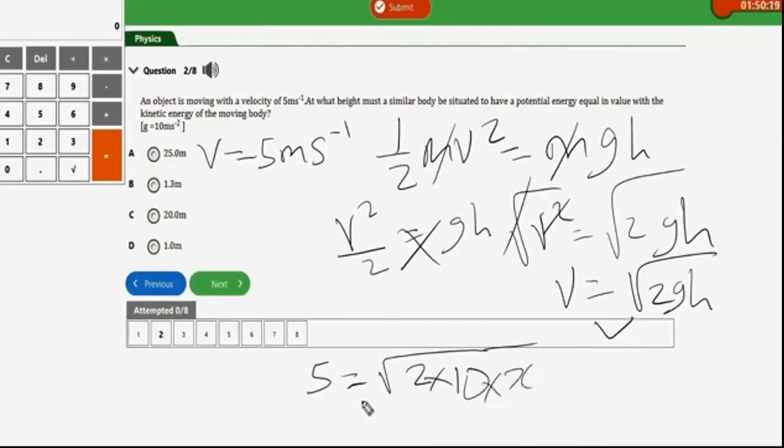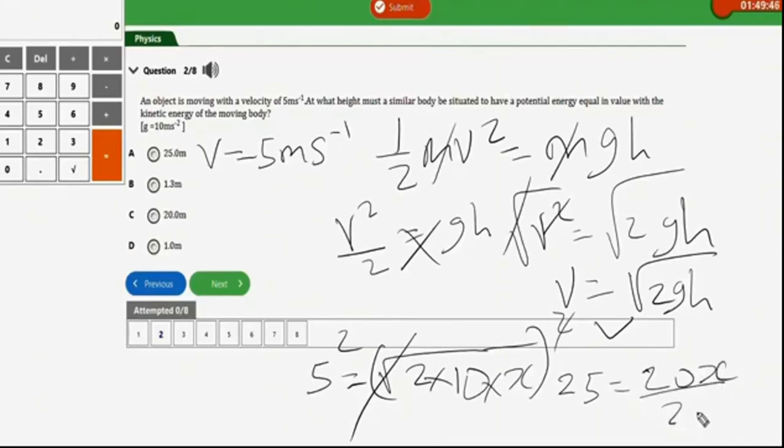Now we want to make x, which is our height, the subject of the formula. So you square both sides. When you square both sides, the square cancels the square root. So the square of 5 is 25, equals 2 times 10 times x, which is 20x. Then you divide both sides by 20. So our x, which is our height, will be 25 divided by 20.